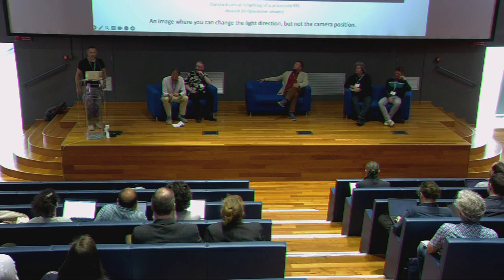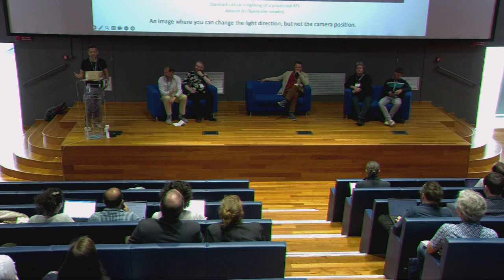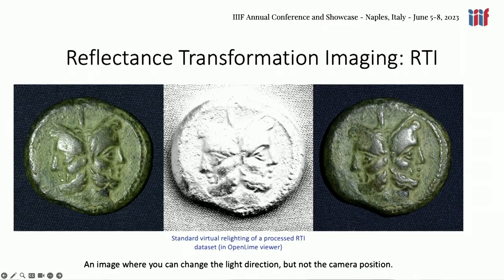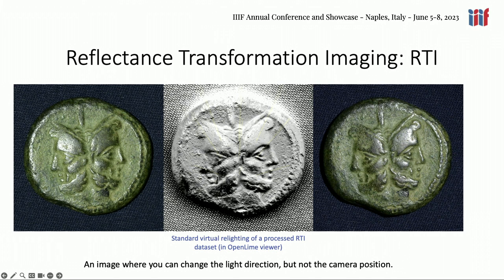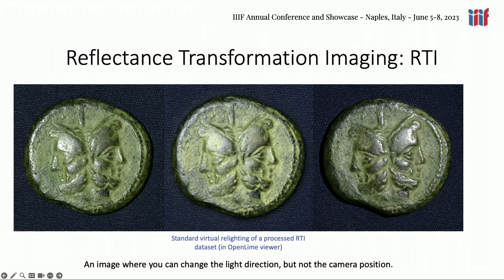Hi, everybody. So, RTI stands for Reflectance Transformation Imaging, and it means basically that you have an image and you can change the light direction and get a different lighting of the same object. As you can see, this is an example of what you can see. And other than changing the light direction, you can do other things like removing the colors, looking at the geometry, and do other operations that work on the look and geometry of the object.